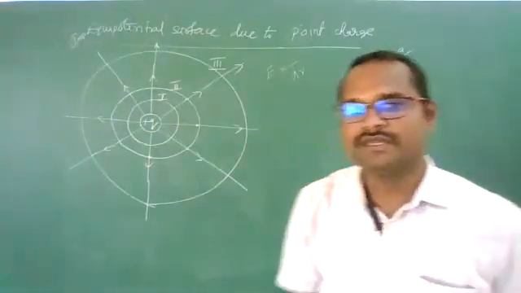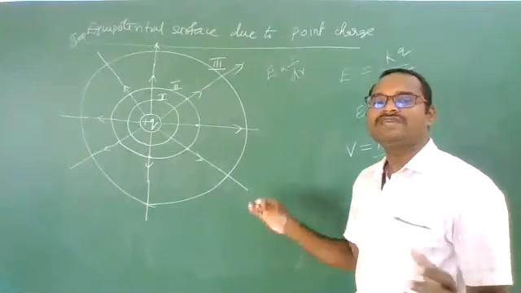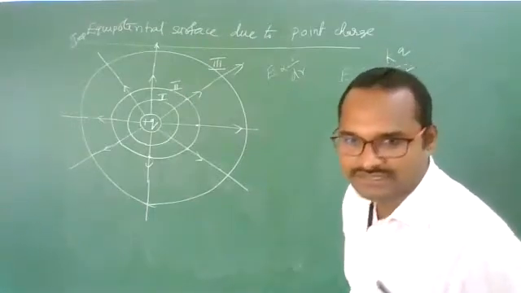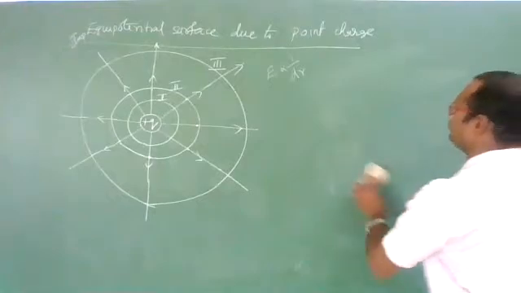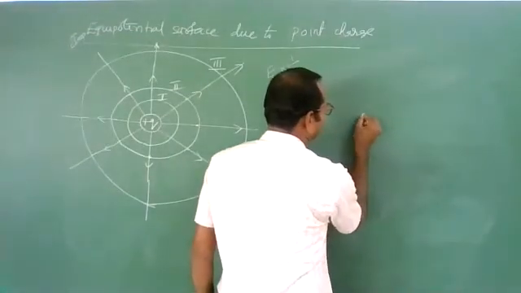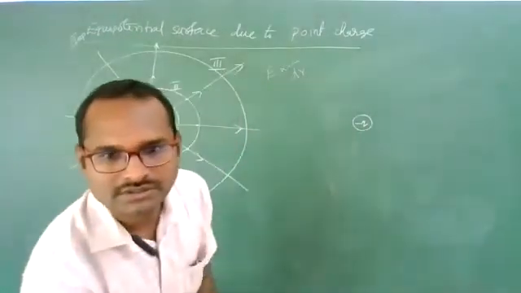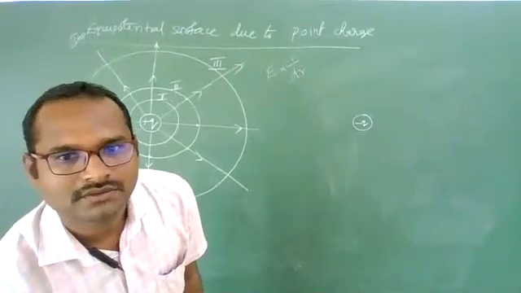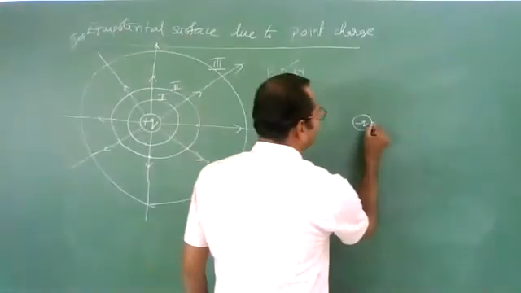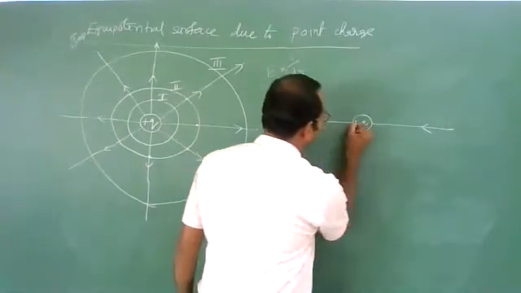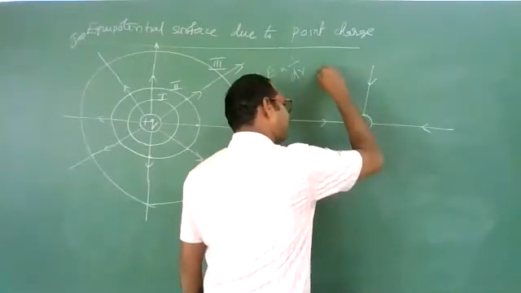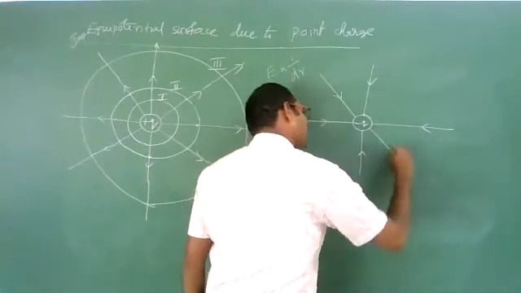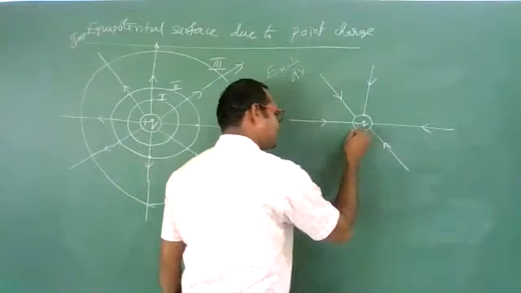Now, if I want to draw the equipotential surface for a negative charge, can you draw? It is very easy now. Take one negative charge. Yes, this is a negative charge. Now, draw electric field lines. First, draw electric field lines. These are electric field lines.